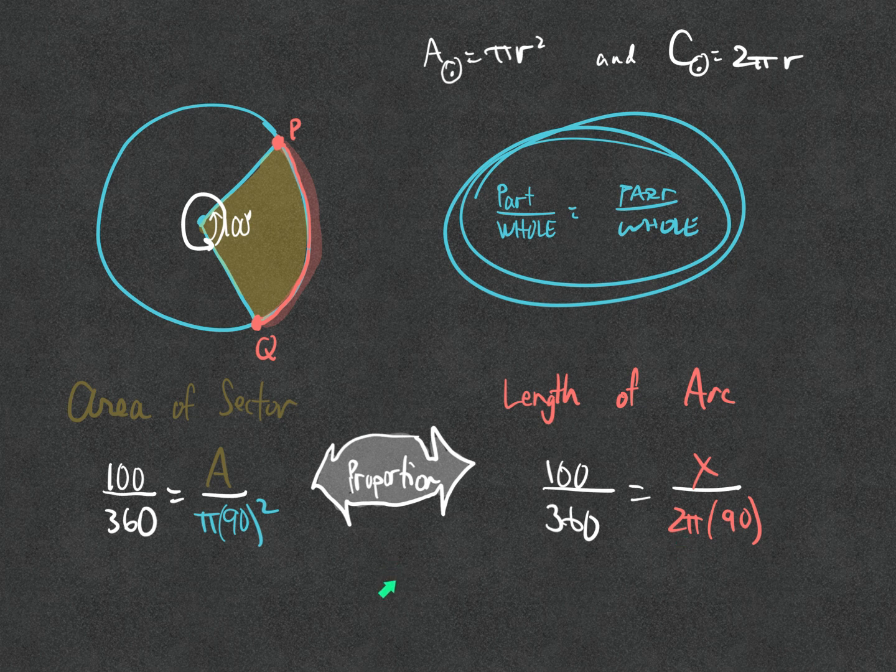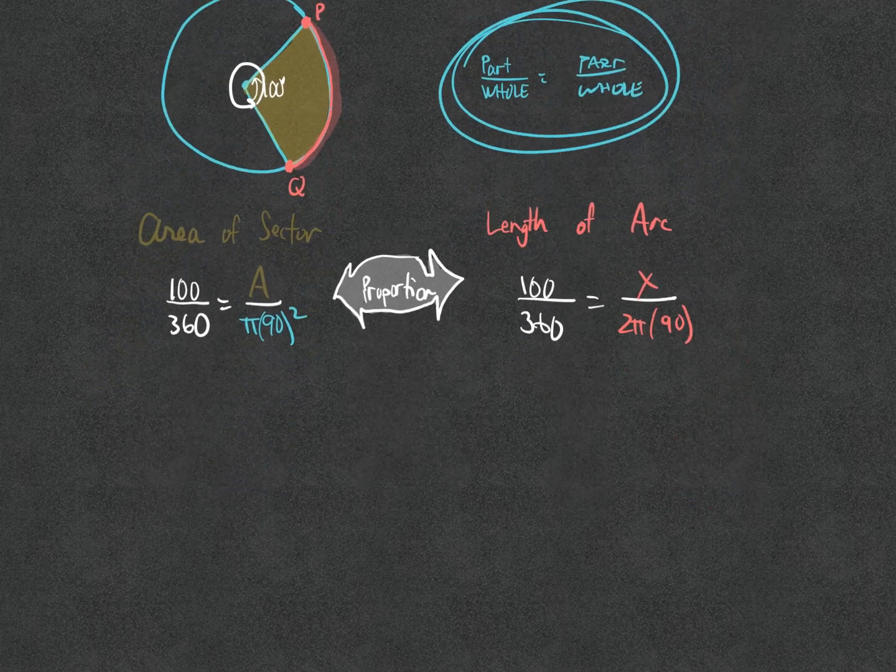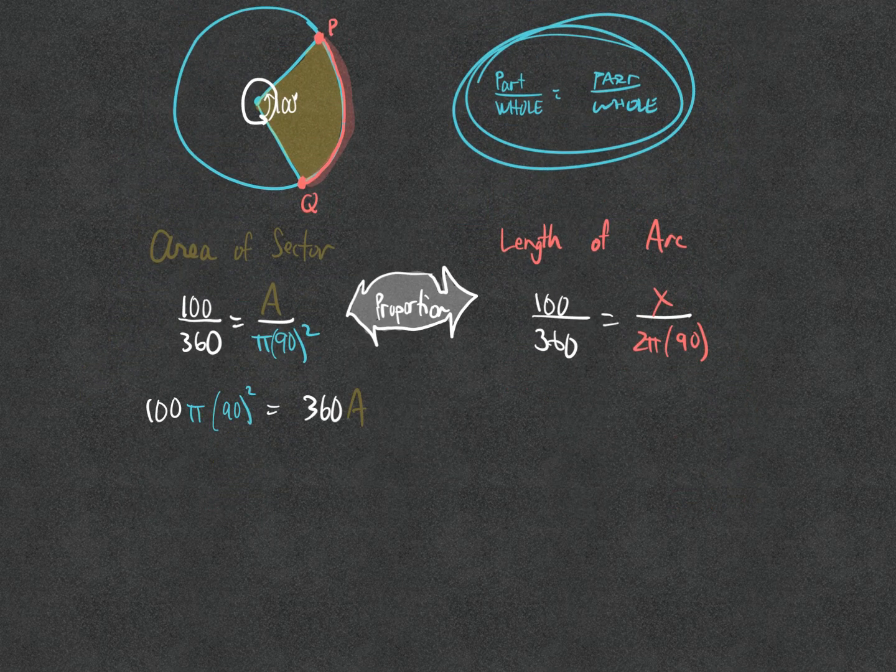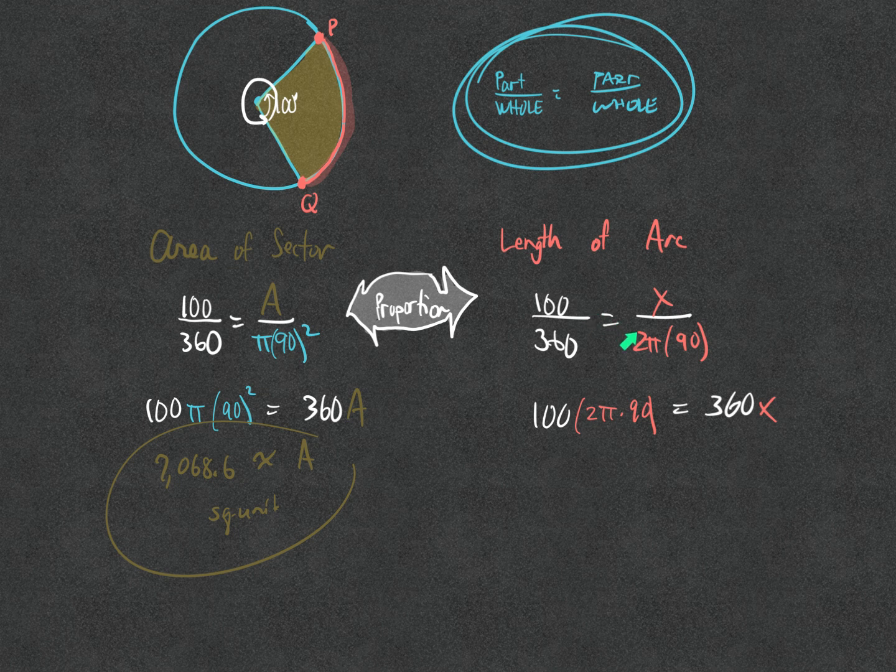At this point, we cross multiply. We cross multiply 100 times pi times 90 squared. That's equal to 360 times A. Divide both sides by 360. And we get about 7,068.6 square units.